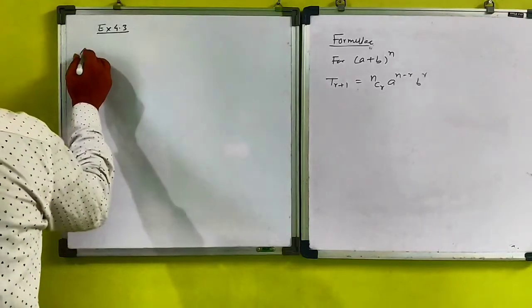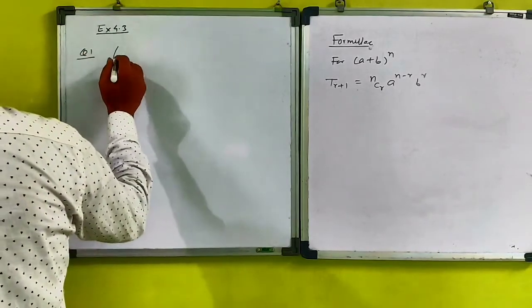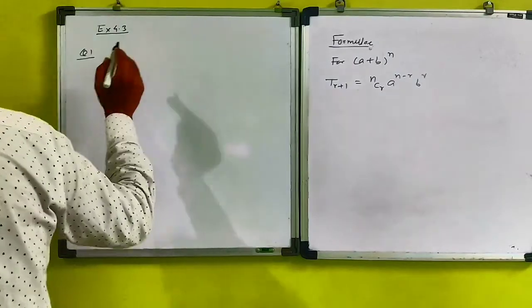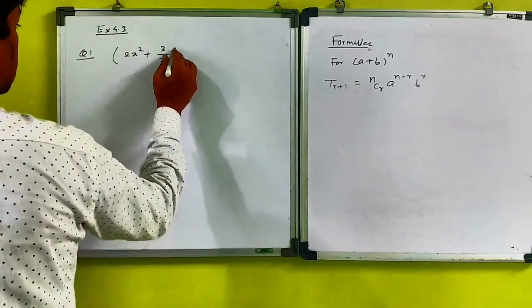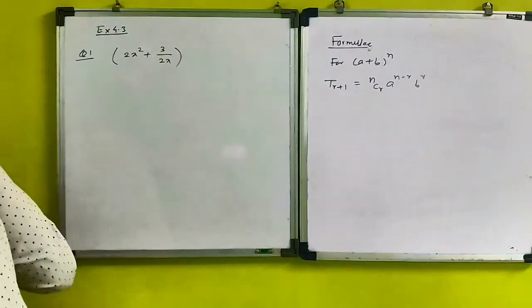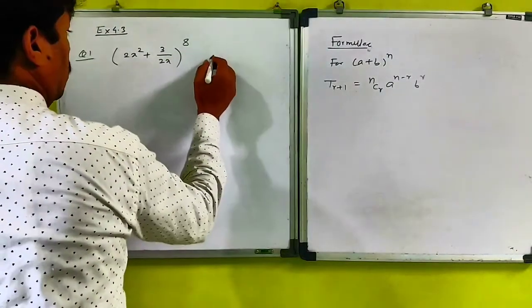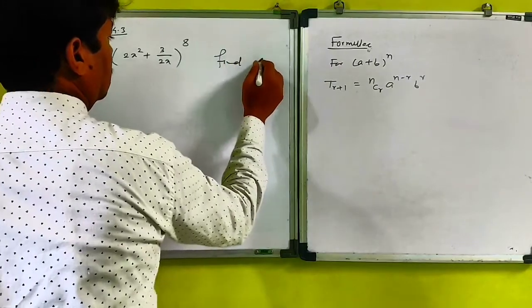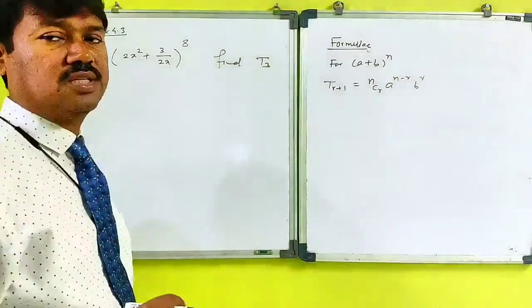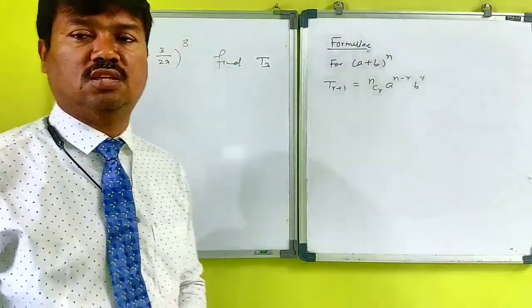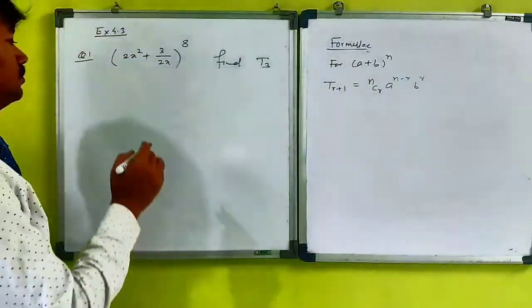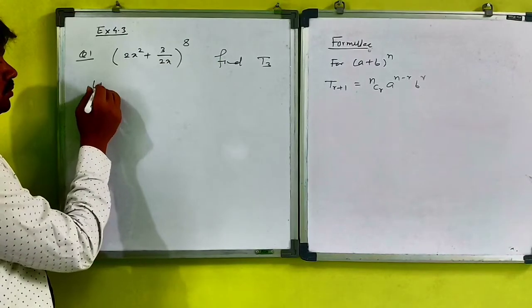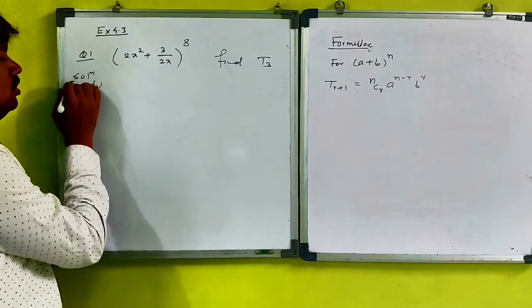Question number 1. (2x squared plus 3 upon 2x) raised to 8. The question is find the third term, that is T3. So easily compare this with this. So what is the solution here?